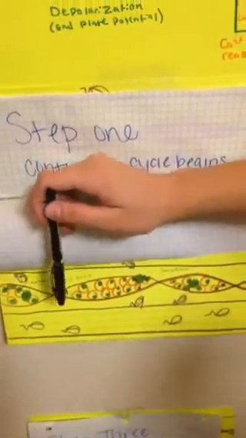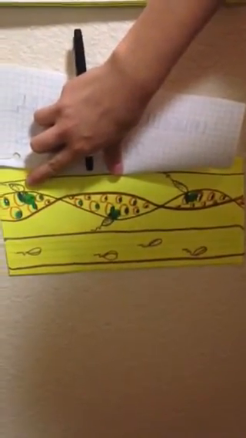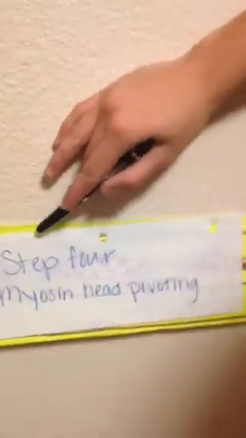Then we go to step 3 of the contraction cycle, which is the cross-bridge formation. The active sites then bind to the myosin heads and create a cross bridge. And then this leads to step 4 of the contraction cycle, which is when the myosin heads are pivoting.